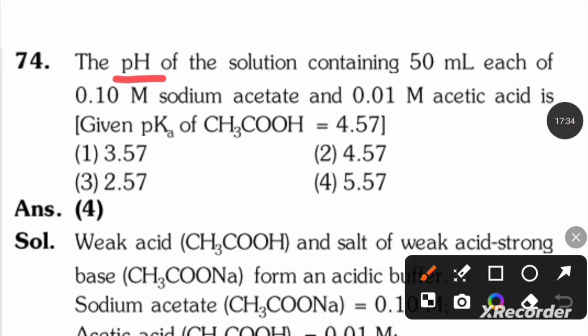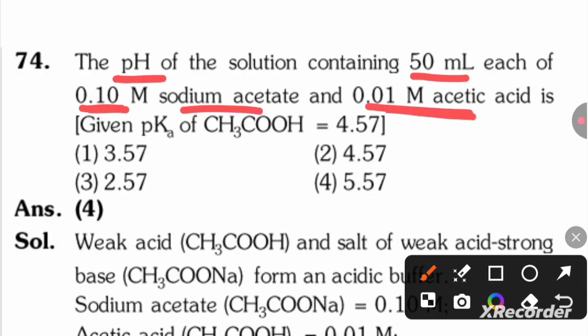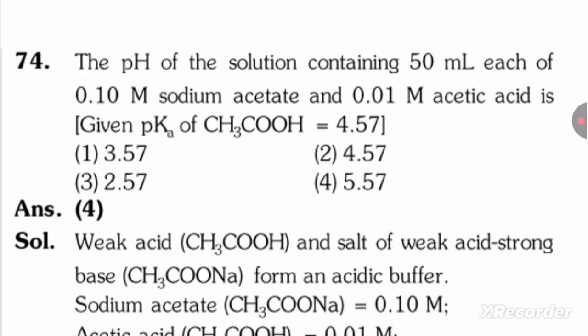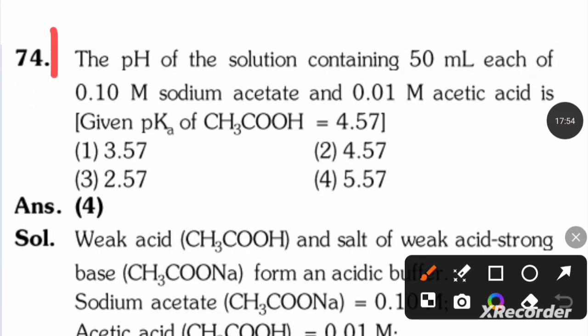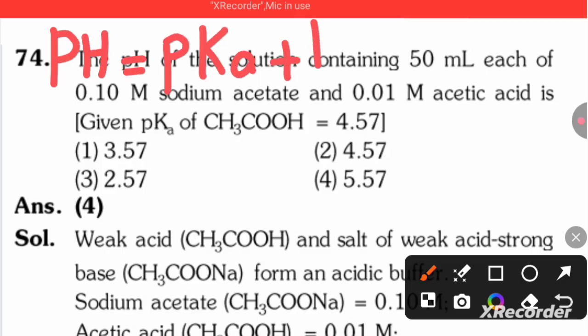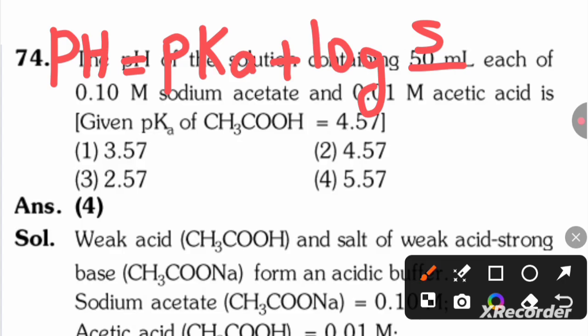The pH of the solution containing 50 ml of each of 0.1 molar sodium acetate and 0.01 molar acetic acid is. We need to find out the pH for this case. To find out the pH, we have a formula: pH is equal to pKa plus log of salt by acid.